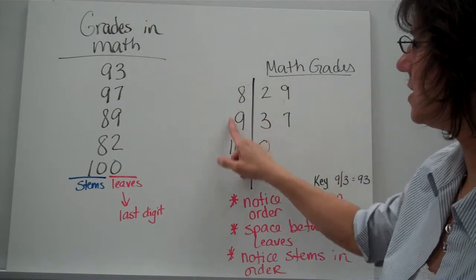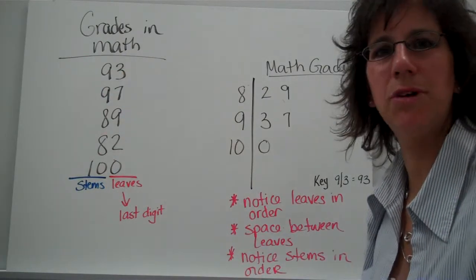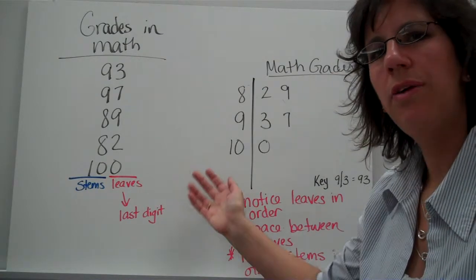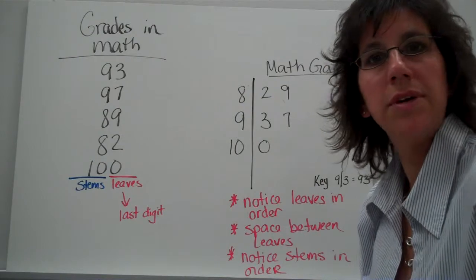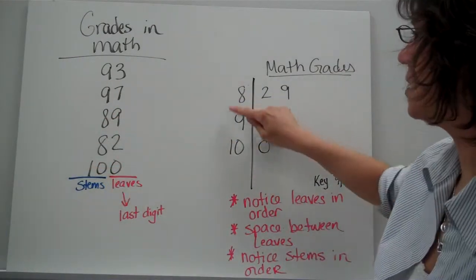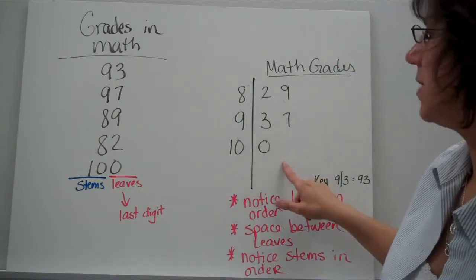Notice that all of these stems are in order. I took a look at all of this data and said, gosh, all of the grades are in the 80s, 90s, and 100s. So do I really need to draw a stem for 50s? Well, no, I don't, because I don't have any grades in the 50s. So I only have 80s, 90s, and 100s, so I have an 8, a 9, and a 10. Notice they're in order. And then I have my leaves.